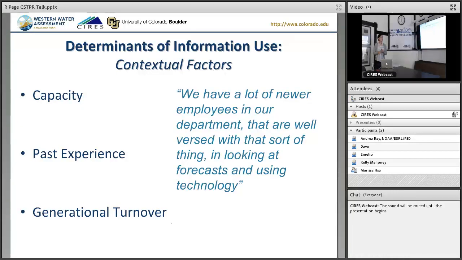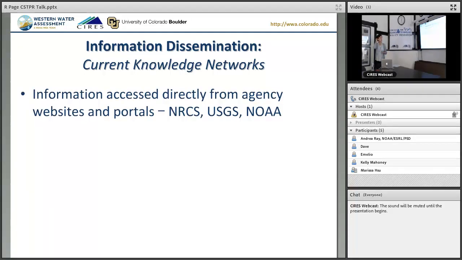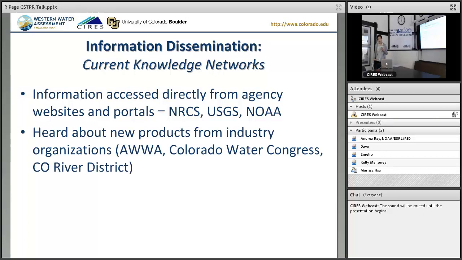So in terms of the managers' current knowledge networks and where they're currently finding out about information, most of the managers accessed their information directly from agency websites and portals, for example from NRCS, USGS, and NOAA. In terms of hearing about a new product, they were mostly hearing about products from industry organizations. So not research groups, not universities, but the American Water Works Association, the Colorado Water Congress, and the Colorado River District. These are examples of sources of new information.